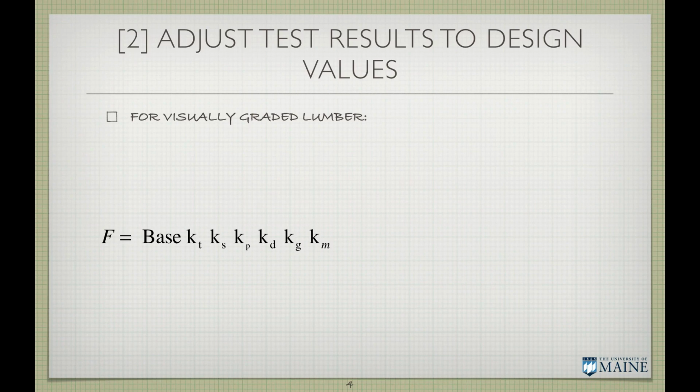We can think of the procedures as this, where F is our allowable design value that we talked about that is tabulated. This is what you would look up in the code. And then we have a base value that we then multiply by a whole bunch of adjustment factors. I'll define what all these adjustment factors are shortly. But these are all multiplications.